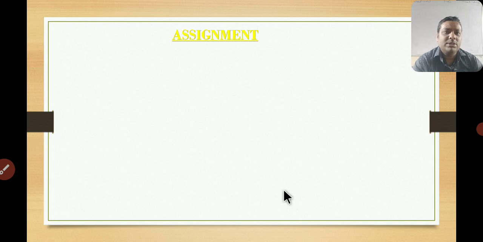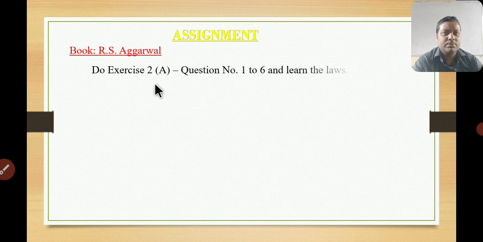Related to these laws, I have given some assignment work for you at home which you can do nicely. In question number 1 to 6 you have to complete them, okay, and you have to learn these laws also.